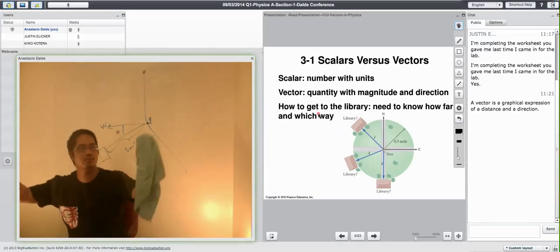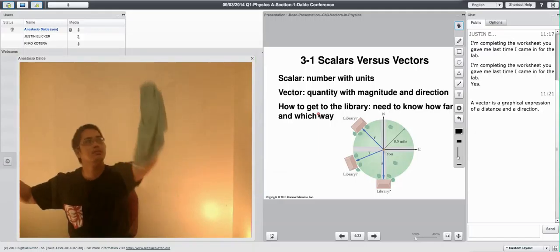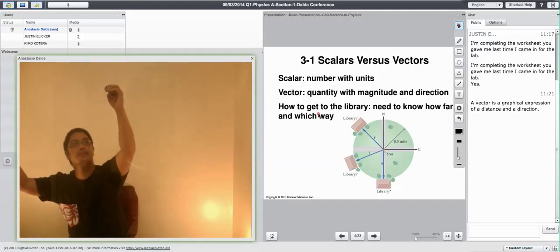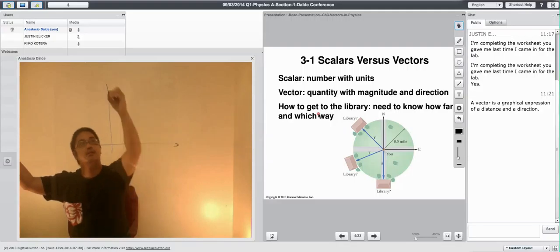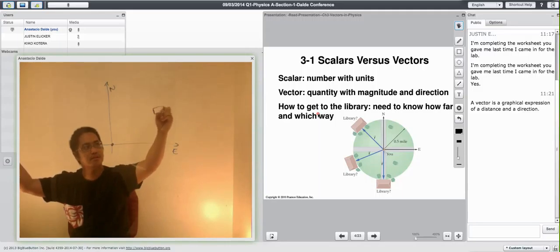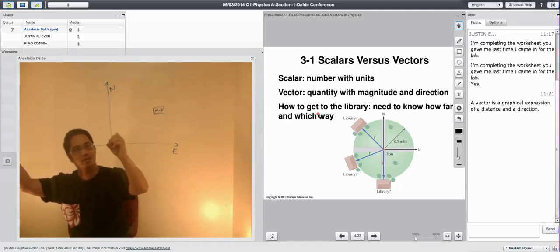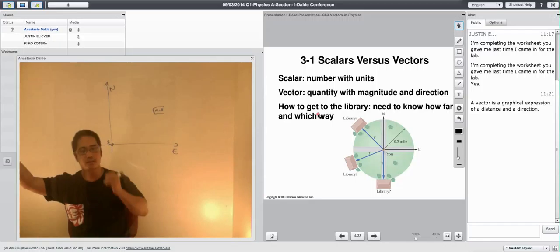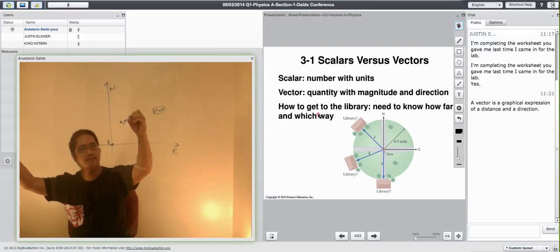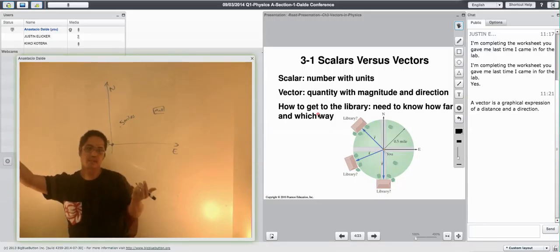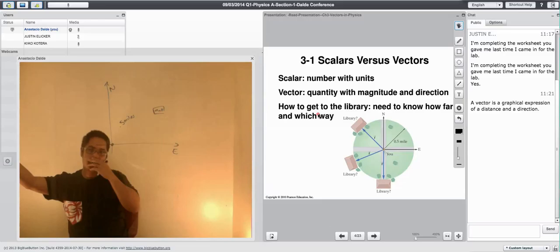Now, let's do this. Here's north, here's east. Let's say you want to go to the mall. And I'm asking Kiko, I say, Kiko, how do I get to the mall? And you say, okay, we'll walk half a mile. 0.5 miles. Does that make sense?